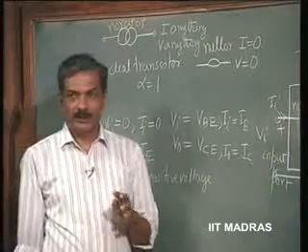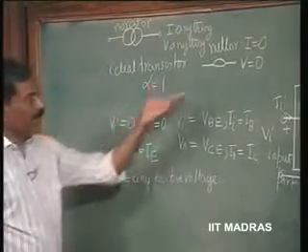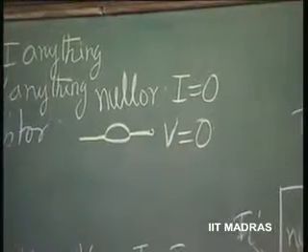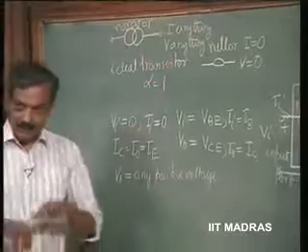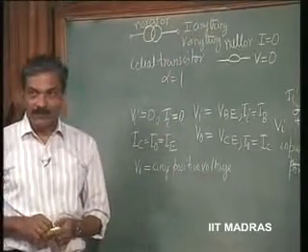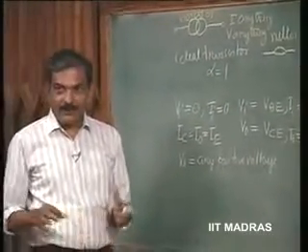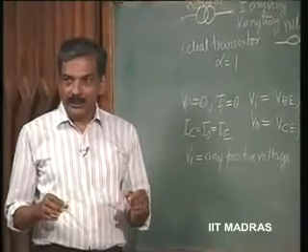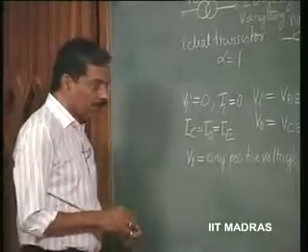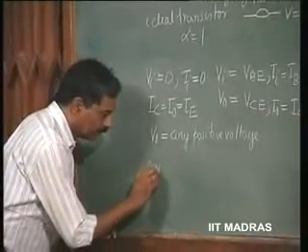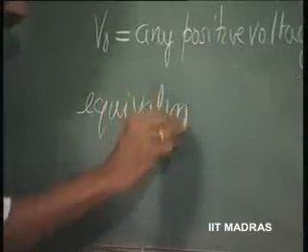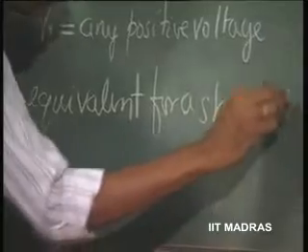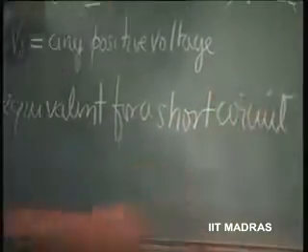Is this clear? Another thing I have to tell you is, this nullator is I equal to 0, V equal to 0, and narrator is something with I anything and V anything. This concept can be made clear by defining an equivalent for simplest things that are possible in electrical engineering. This is a short circuit and an open circuit. Let us therefore find out the equivalent for a short circuit in terms of nullators and narrators.